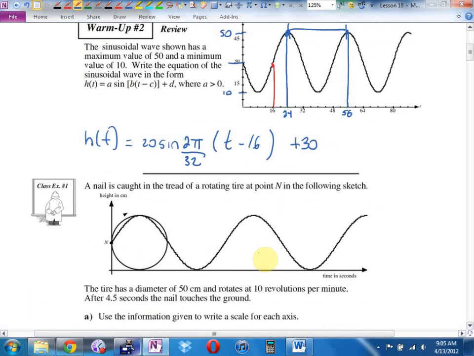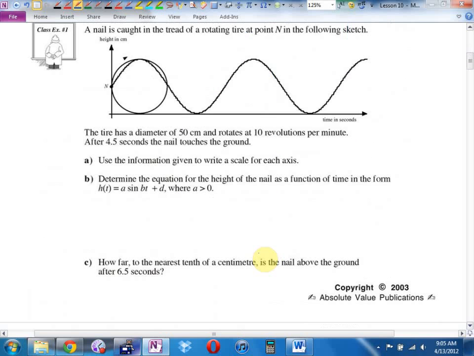Example 1. A nail is caught in the tread of a rotating tire at point N in the following sketch. Can you see as the tire rotates, nail goes up, nail goes down, nail goes... Hey, that's a trig function. And I think I said to you last day that anything that moves in a circle can be written as a trig function. The tire has a diameter of 50, rotates at 10 revolutions per minute. After 4.5 seconds, the nail touches the ground.